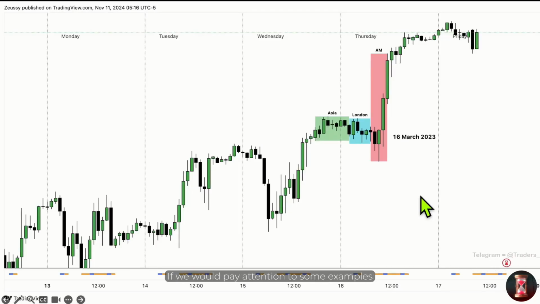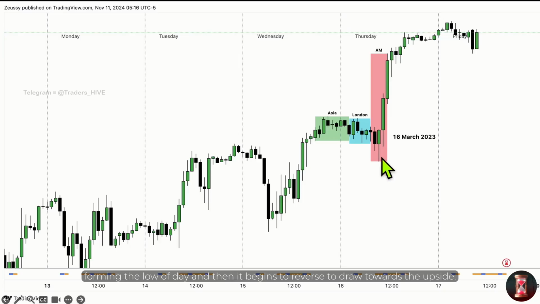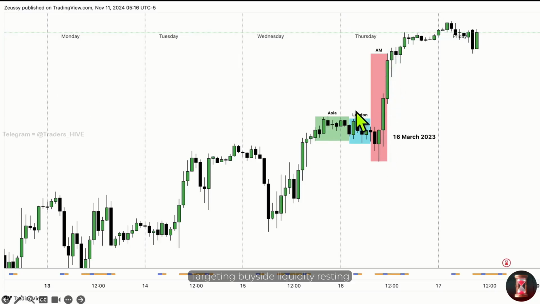If you pay attention to some examples of what this would look like, you'll see that Asia consolidated right here after we saw the market run up higher throughout the second half of Wednesday. When we then open up the new day right here, the market began to slowly grind towards the downside. During the London session, the market is slowly drawing lower. New York morning opens up, and what do we see? We see it open up, drop lower, forming the low of day, and then begin to reverse to draw towards the upside, targeting buy-side liquidity resting above the London high and the Asia high.